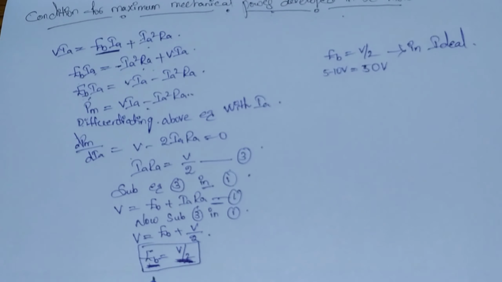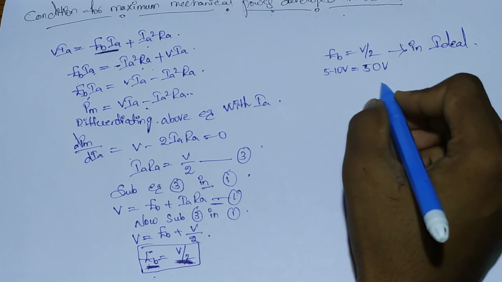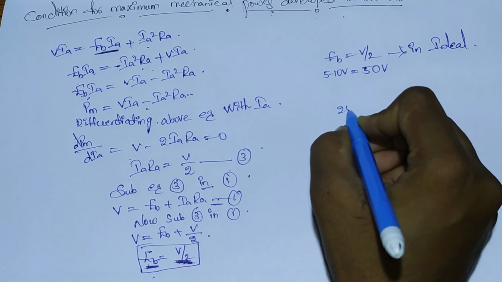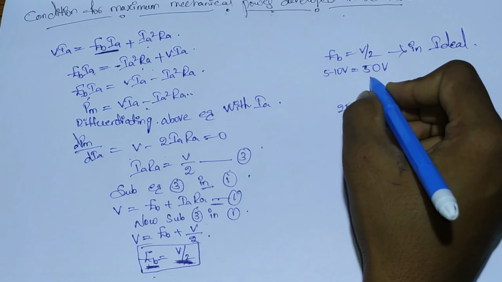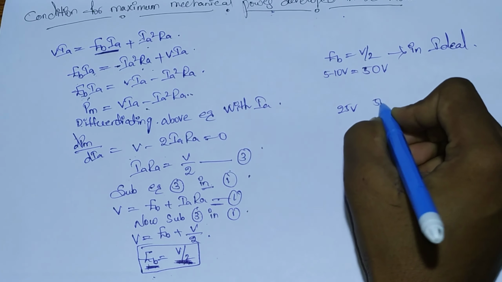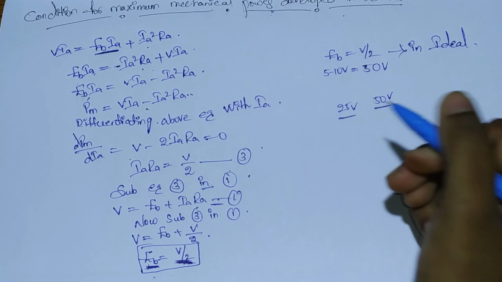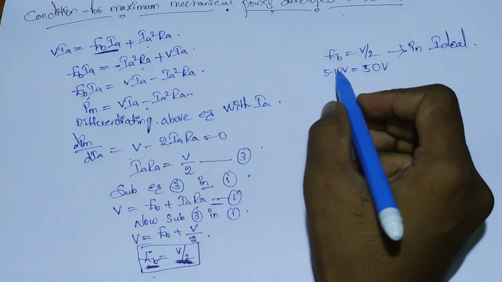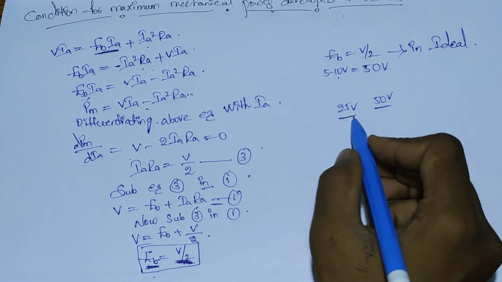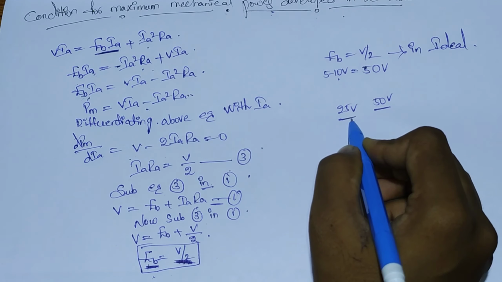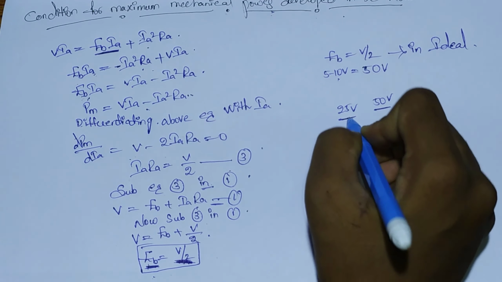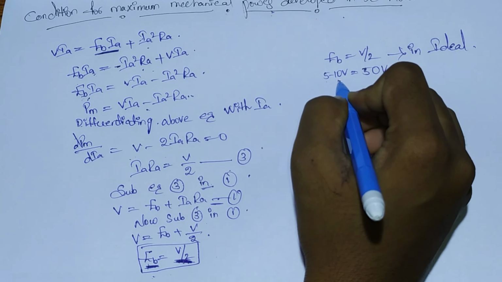So under practical condition, whatever this EB is there, that will be 25 volts. And whatever the supply, half of the supply is 50 volts. It means when EB is half of the supply, then only maximum power will be obtained. But coming to ideal, what happens? EB will be reduced to very, very less than half of the supply voltage. That is 5 to 10 volts only.